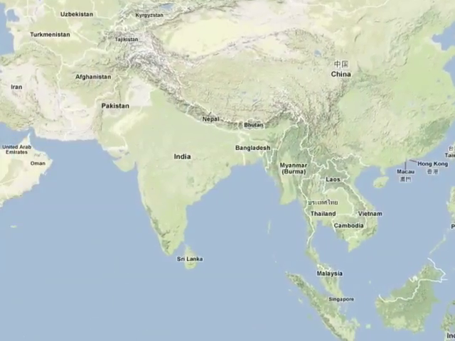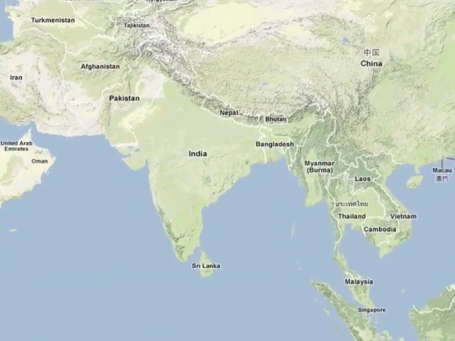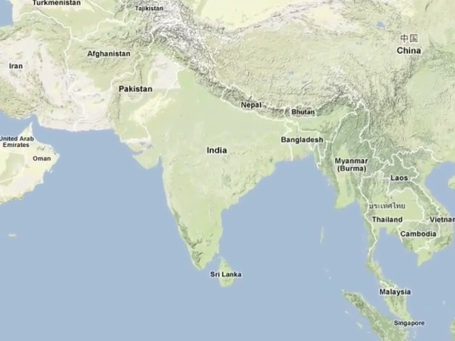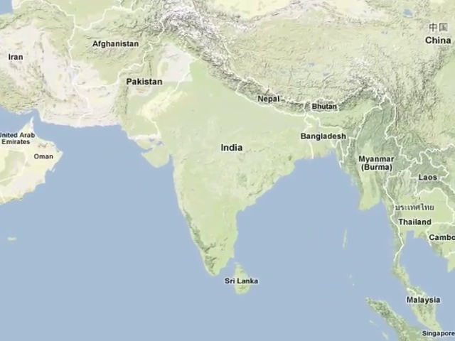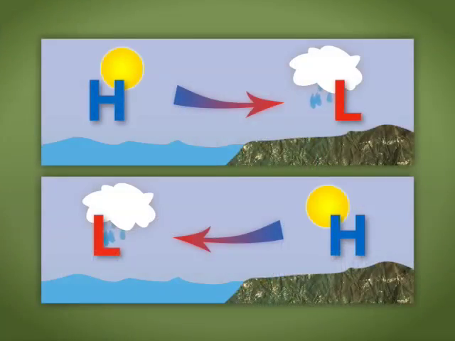Notice on this map, India is located between the huge landmass of Asia and the vast waters of the Indian Ocean. We know that land and water change temperature at different rates, causing instability in atmospheric pressure. This difference in pressure creates wind, which determines the wet and dry seasons.